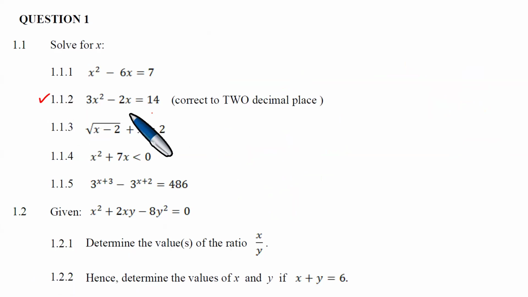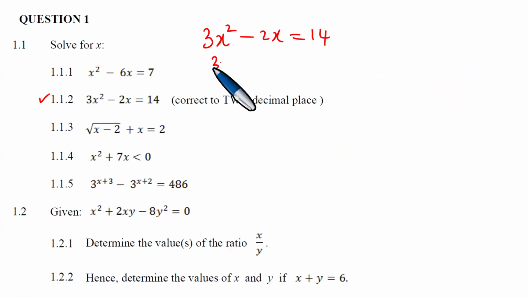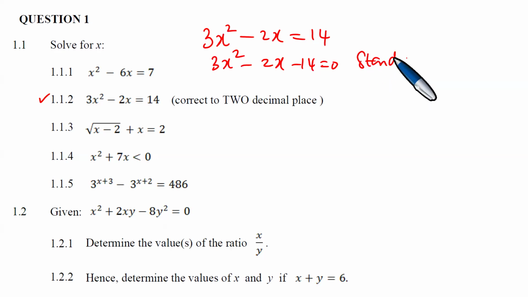So now to solve this one, we need to solve for x given 3x squared minus 2x equals 14. What do we do here, Tando? We must also write it in standard form. We must express it in standard form. Excellent. So we have 3x squared minus 2x minus 14 equals 0. And this is in standard form. So what do we do next?